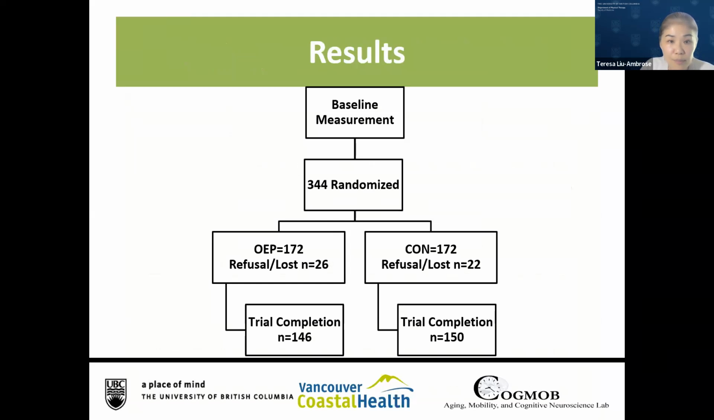So in terms of participants, again, 344 were randomized, and at trial completion, which is 12 months, 146 completed the OEP arm, and then 150 completed the usual care arm. So the attrition rate actually was pretty reasonable, under 20%.